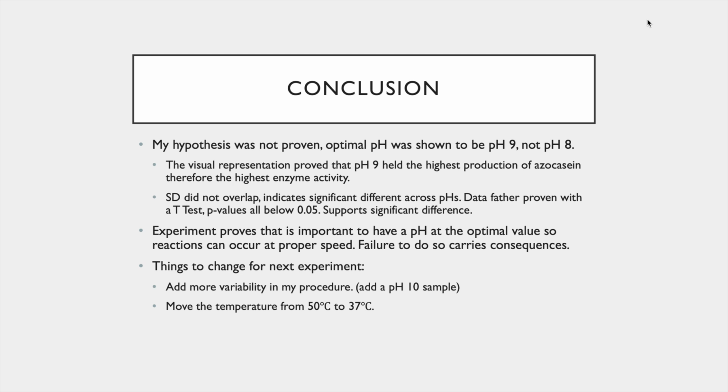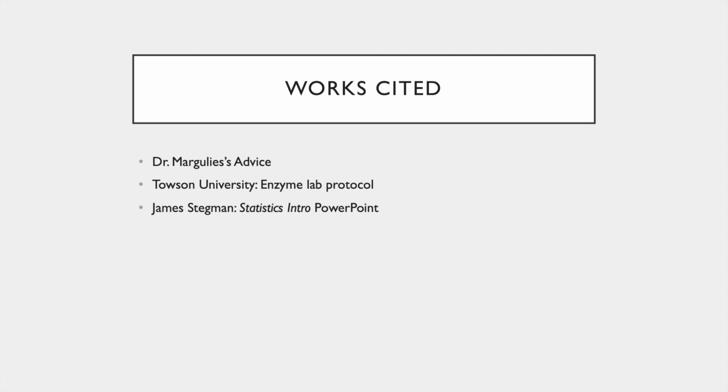I would change the variability of my procedure. I would add pH 10 to the sample pool. I have two samples below pH 8, but only one above pH 8. Adding one more sample would actually prove to me if pH 9 is truly the optimal pH or if it is something greater than that. I would also bring down the temperature of incubation from 50 Celsius to 37 Celsius to reflect the human body temperature.